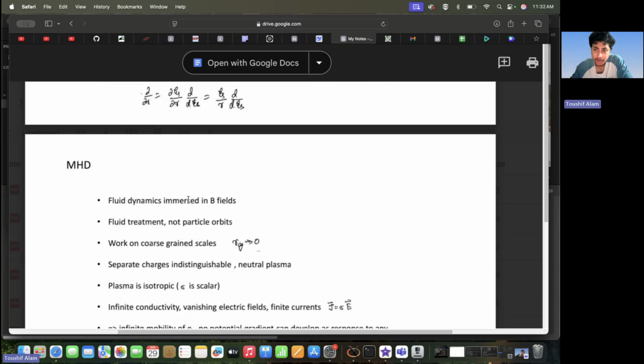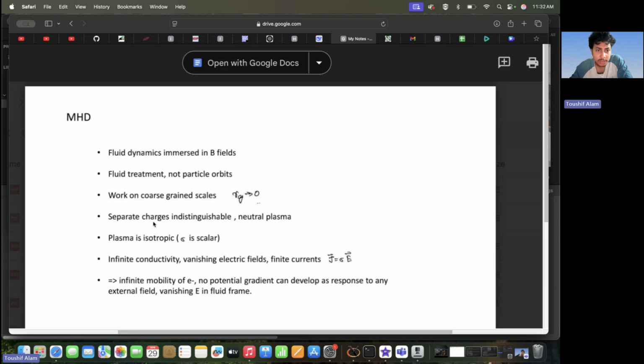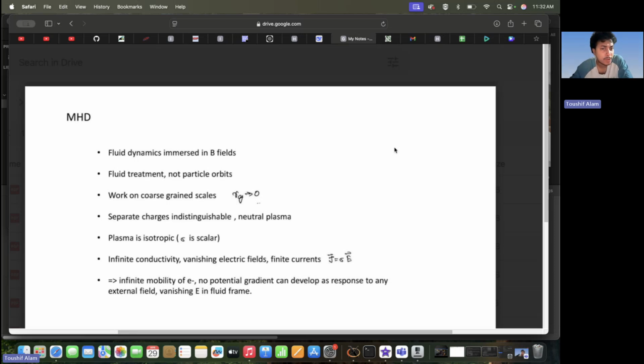Then we head on to magnetohydrodynamics. In fluid dynamics, imagine magnetic fields, with a fluid treatment instead of particle orbits, working on scales where the Larmor radius tends to 0. Separate charges are indistinguishable, the plasma is neutral and isotropic. Sigma is a scalar, with infinite conductivity, vanishing electric fields and finite current. J is equal to sigma E, with infinite mobility of electrons, no potential gradient; it can develop as a response to an external field, sigma E in the fluid frame.